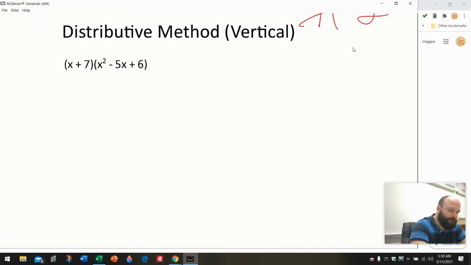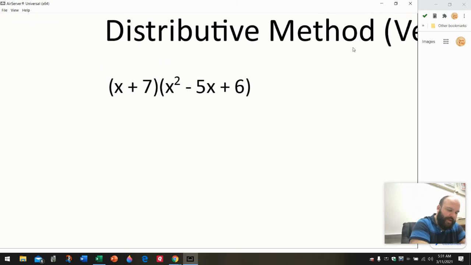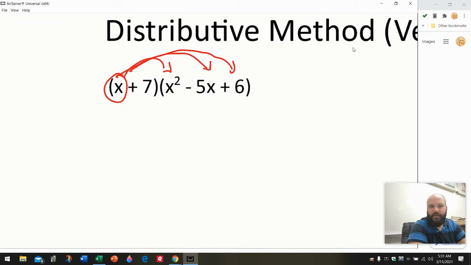So let's get started. So we are going to take this x that's right here, and this x has to distribute to every single term in the second set of parentheses. So the x multiplies the x squared, the x multiplies the negative 5x, and then that x also multiplies that 6. And if it's helpful to draw arrows like you see me doing, then by all means do it. I think it's important to actually do that because I think it helps students not to forget to multiply all three things. So as I distribute that x through, x times x squared becomes x to the third.